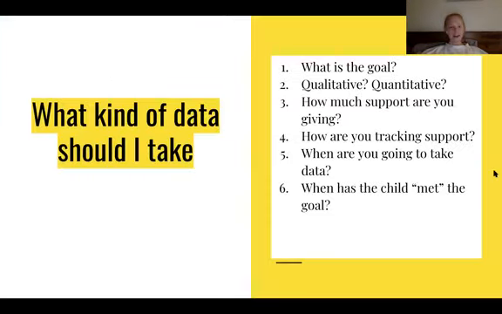So getting started, let's go ahead and get into what kind of data you should be taking. So the first thing that you need to consider is, what is your goal? This is kind of going off of, once you already have the goal set, what kind of data should you take? So that's going to be whatever your goal is.